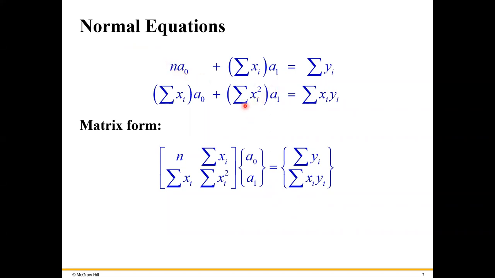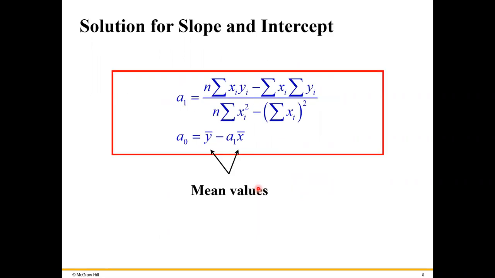So these are the normal equations, and of course any system of linear equations we can write in matrix form as well, which is convenient for solving on the computer. If we solve these values algebraically, we can find the value of a1 given by this formula: n times sigma xy minus sigma x times sigma y, divided by n times sigma x squared minus the square of sigma x, okay?